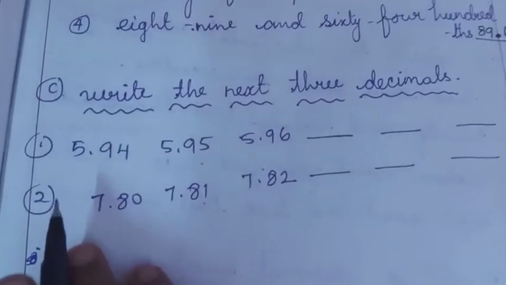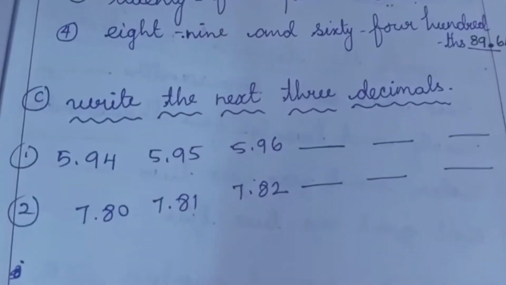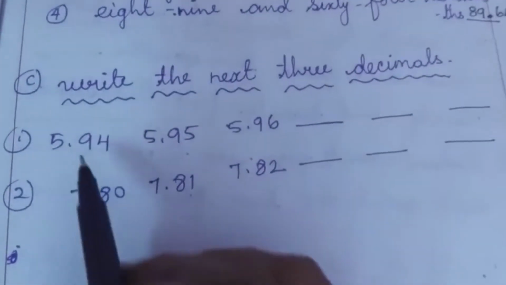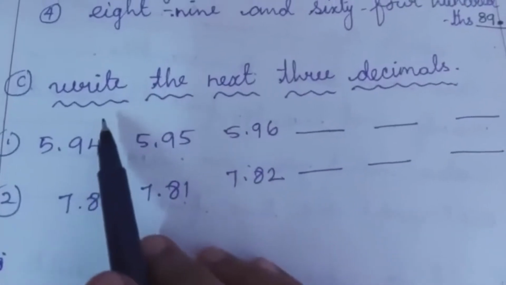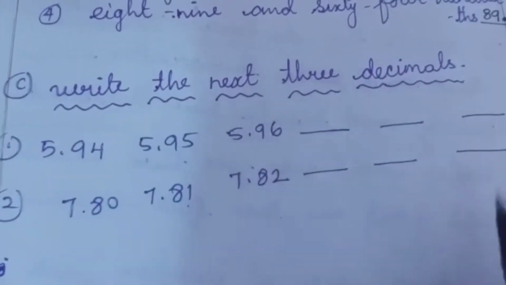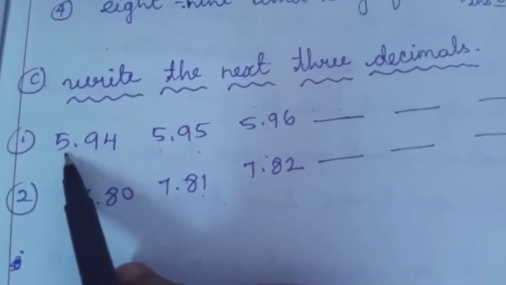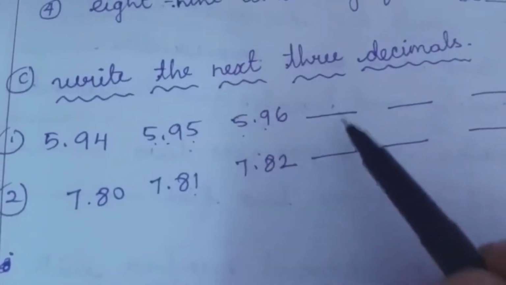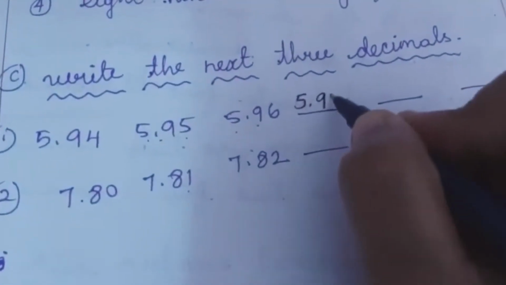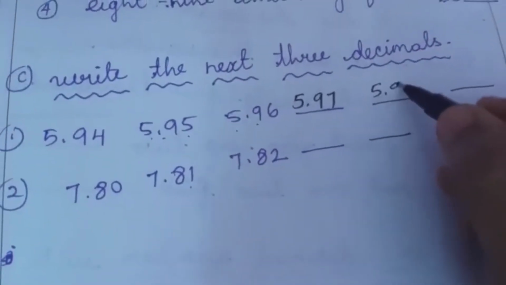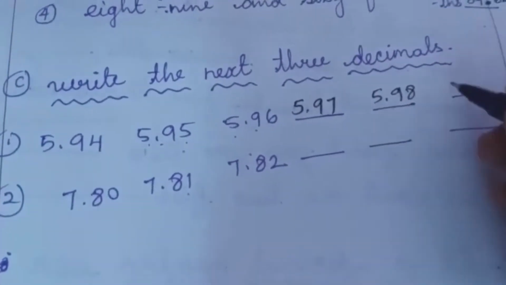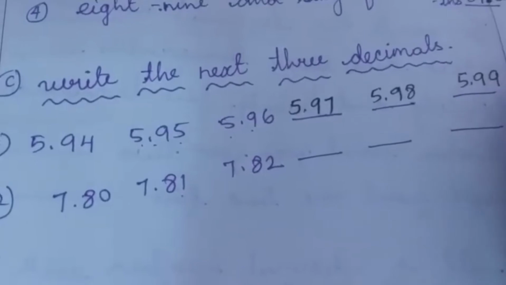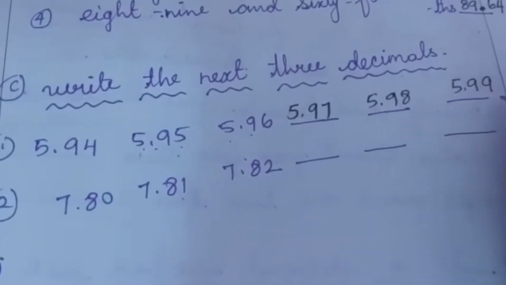Now we'll go to section C. You will enjoy doing this because it is not hard. You keep adding one more number and write it. The next number we have to keep writing in decimal form. Write the next three decimals. See, for example, 5.94, 5.95, 5.96. What should come next? 5.97. Next one, 5.98. Only the last number changes. Next, 5.99. We should not say 5.100. That is wrong. 5.99.